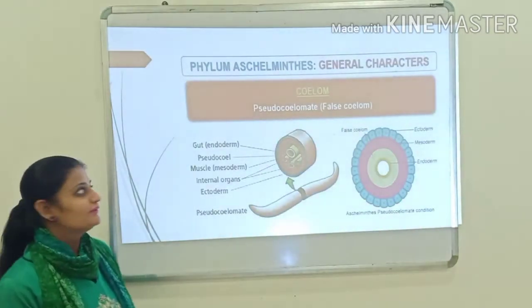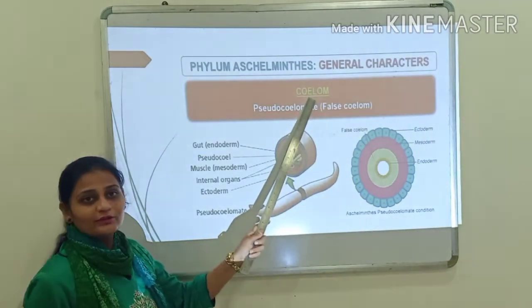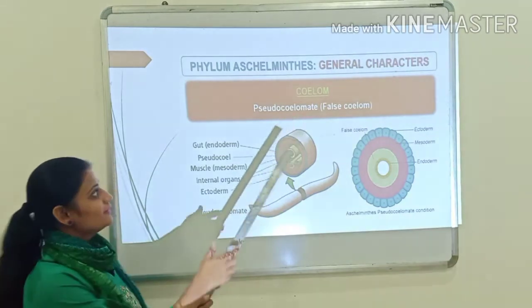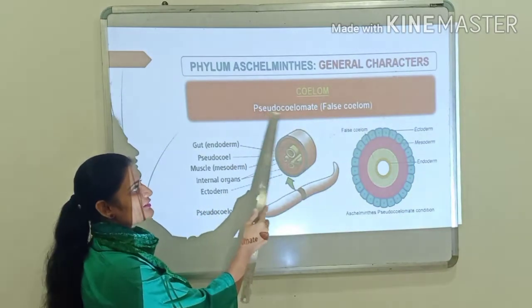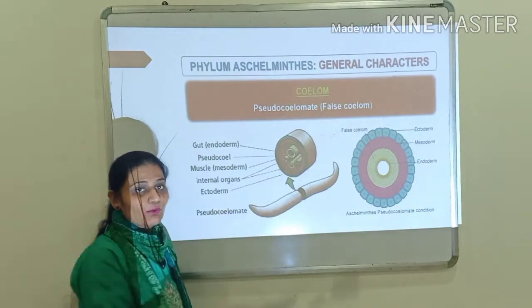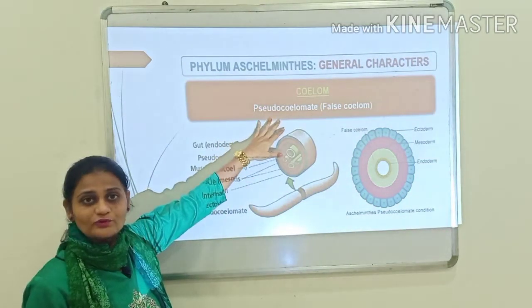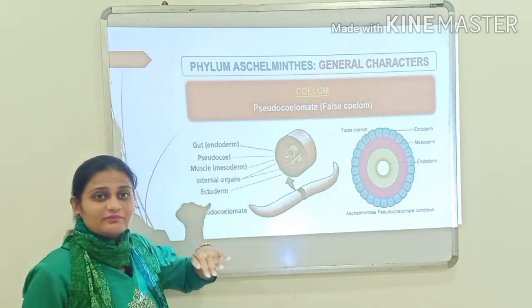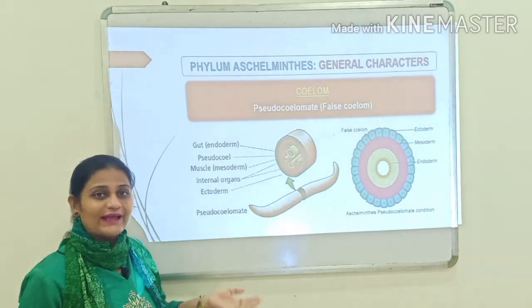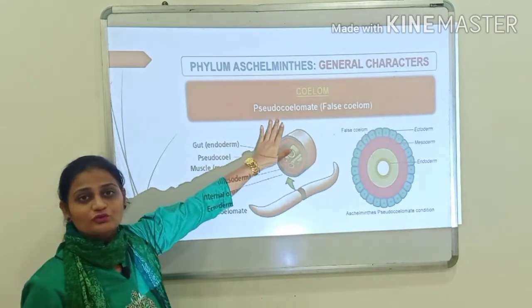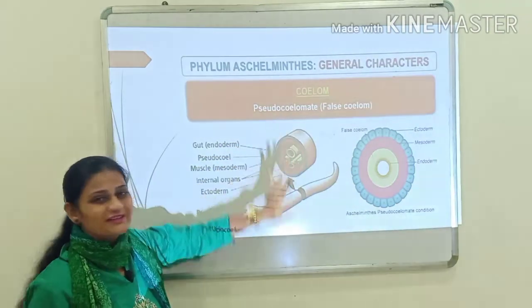Now if we talk of the coelom or the body cavity, then they are pseudocoelomates, where pseudo means false and coelom means cavity. So they have a false cavity. Why the pseudocoelom? Because the coelom which is present between the body wall and the gut is not formed of mesoderm. So it is called pseudocoelom, a false cavity.